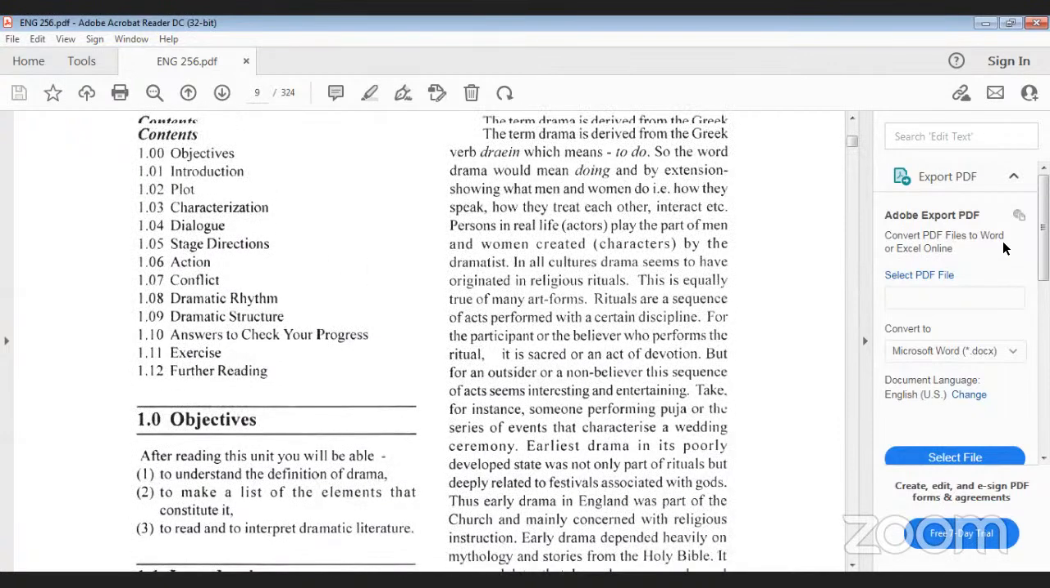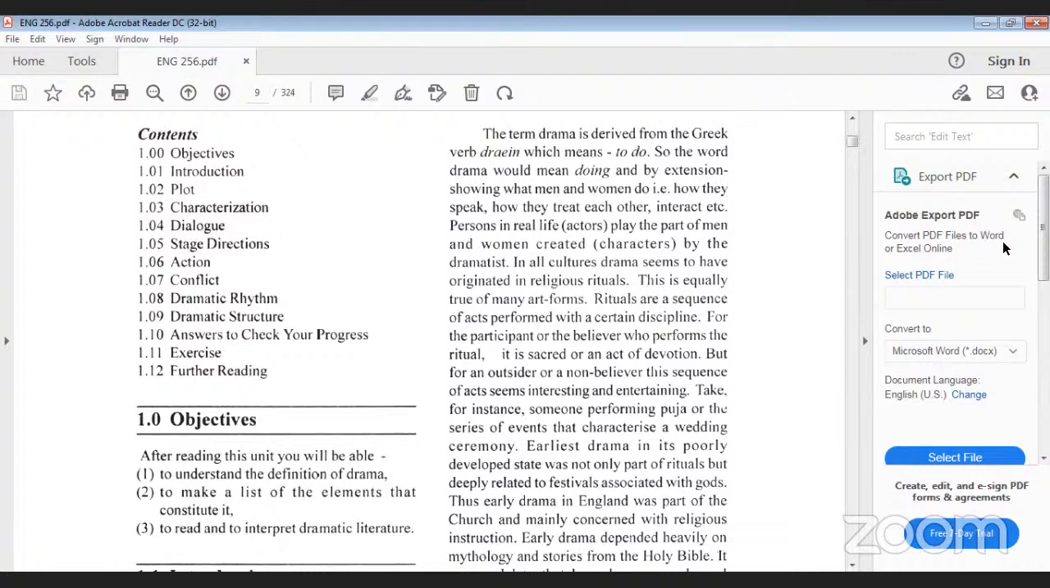The term drama is derived from the Greek word dran, which means to do. So the word drama means doing, and by extension showing what men and women do: how they speak, how they treat each other, interact, etc. Actors in real life play the parts of men and women created as characters by the dramatist.